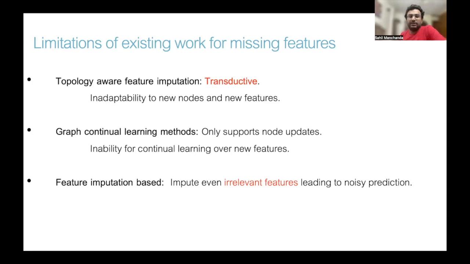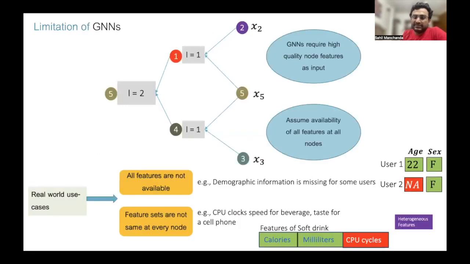And there has been some work tackling missing value imputation. So as I mentioned, right? If you take this scenario, like you have an item like a soft drink, right?